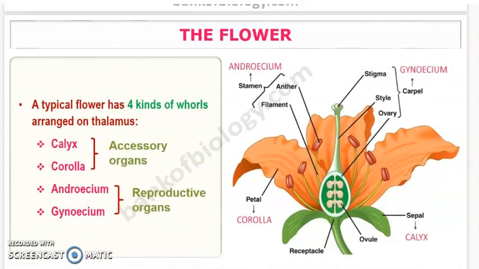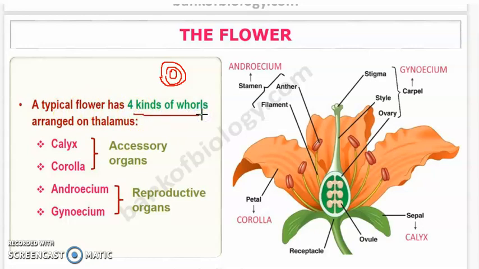A typical flower has 4 kinds of whorls arranged on the thalamus. In a very normal flower, we are able to find 4 kinds of whorls. Now what are these whorls? Whorls are nothing but patterns of concentric circles. If you see this, you can see a whorl here, a rounded structure where a different part of the flower is present. Again it will have another circle structure which will have another part. So a typical flower has 4 kinds of whorls.